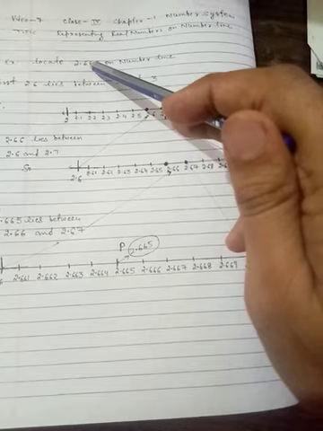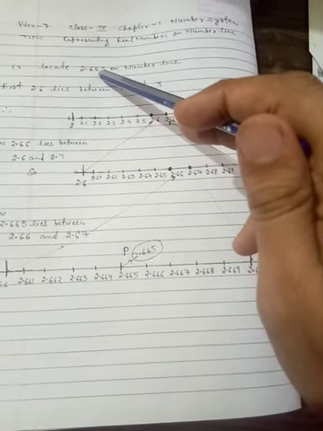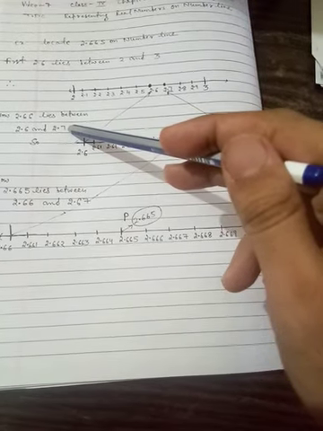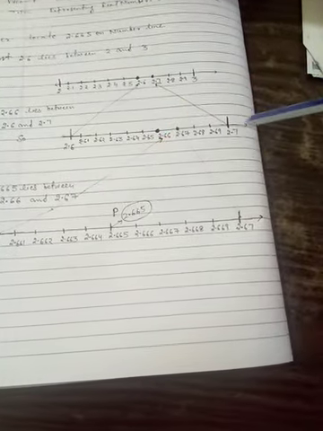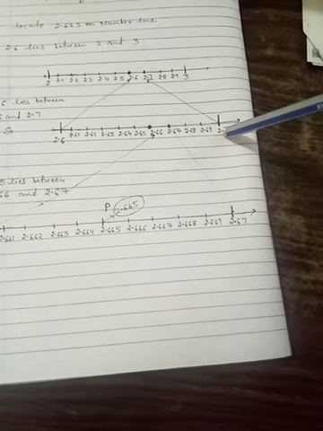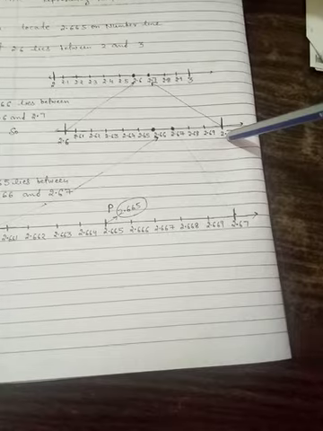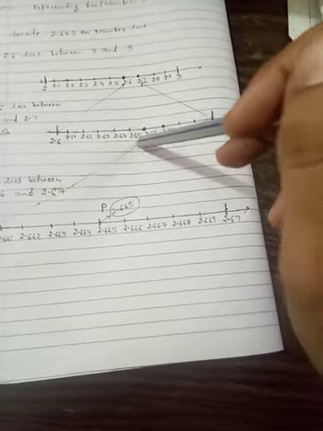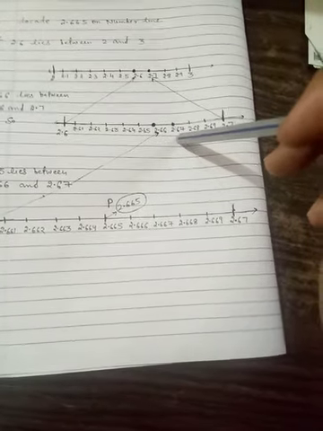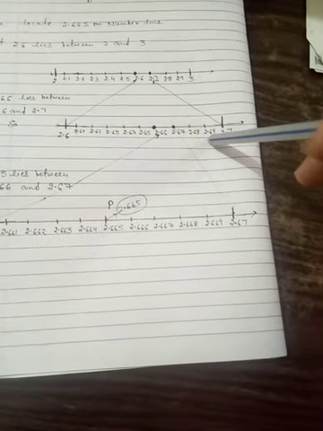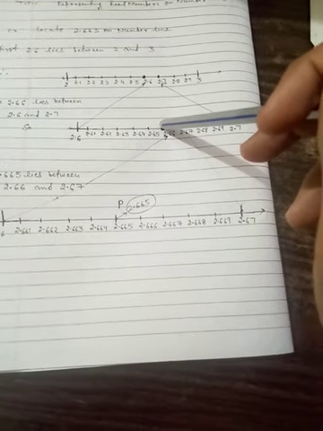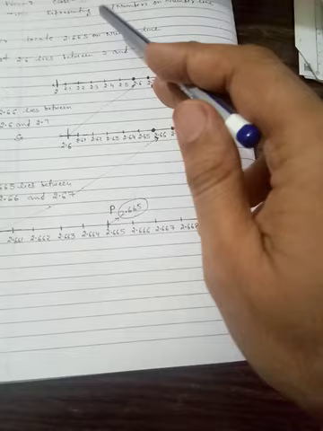This is 6. So we have to find 2.66 on number line. This 2.66 lies between 2.6 and 2.7. So we draw 2.6 and 2.7 on number line, and between these two 2.61, 2.62, 2.63, 2.64, 2.65, 2.66, 2.67, 2.68, 2.69 numbers are lying. Now we got 2.66 on number line.